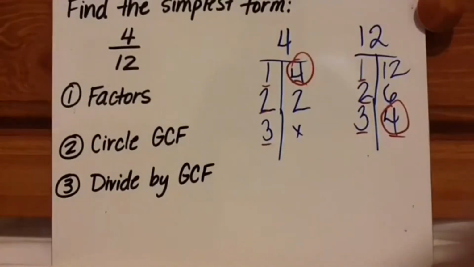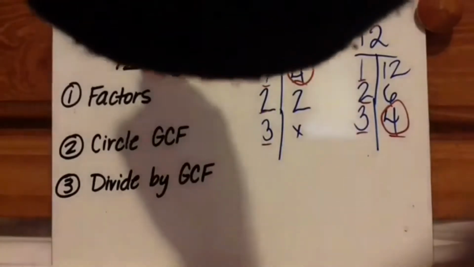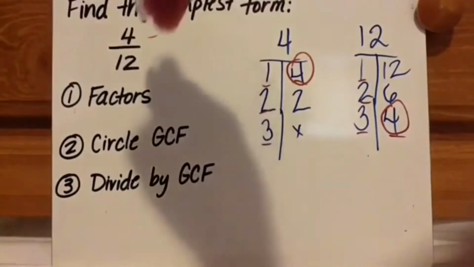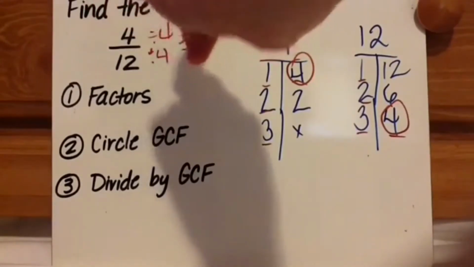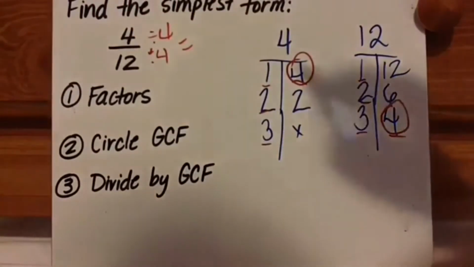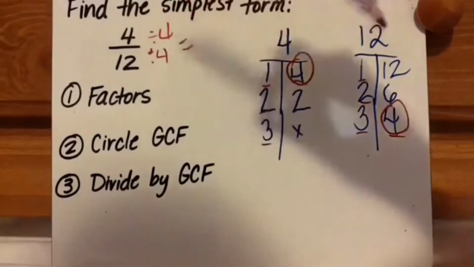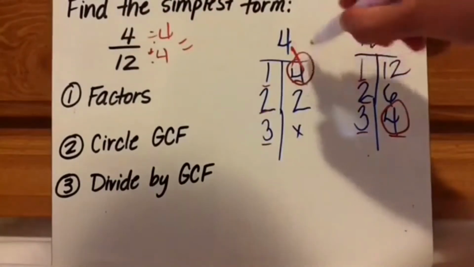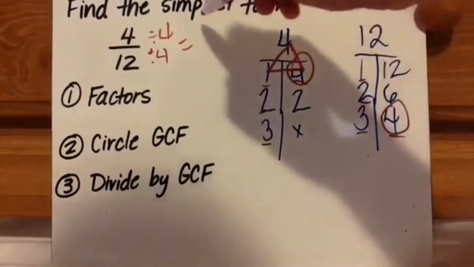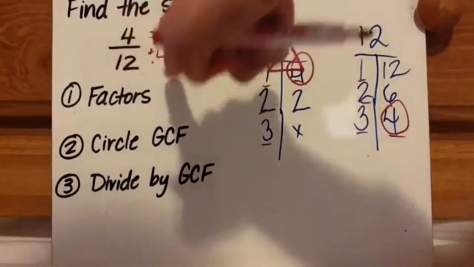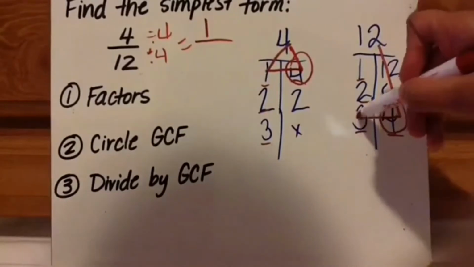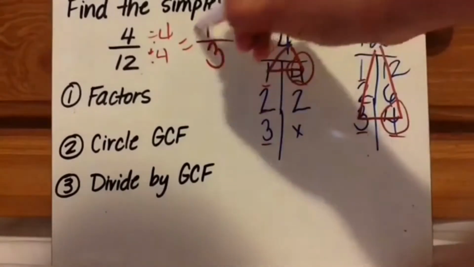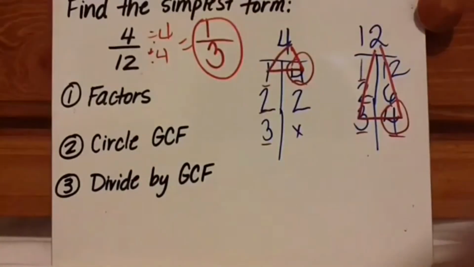Step 3, divide by the greatest common factor. So, divide by 4. Use the T-chart to help you do the division. 4 divided by 4 equals something. 4 divided by 4 equals 1. 12 divided by 4 equals something. 12 divided by 4 equals 3. 1/3 is my simplest form.